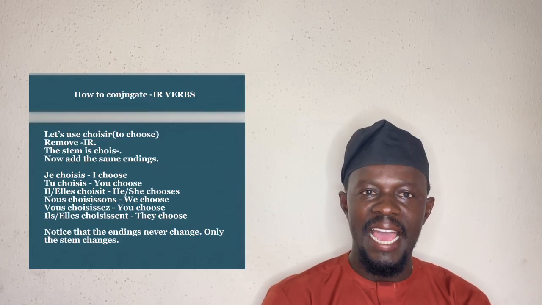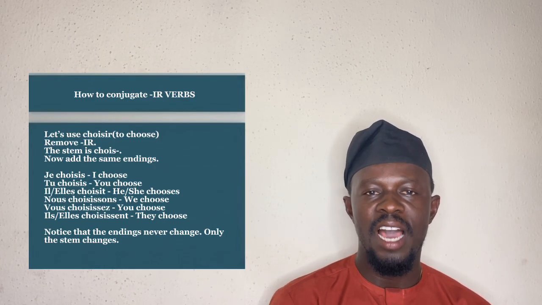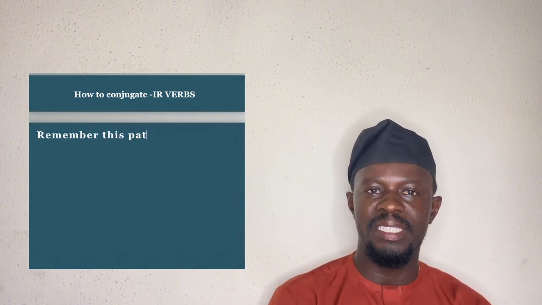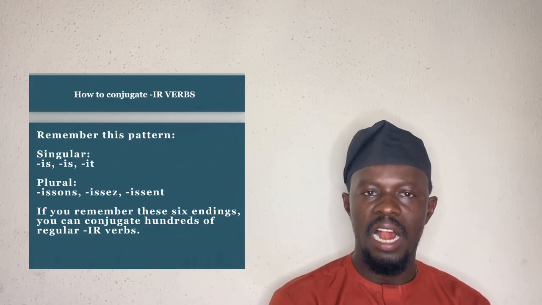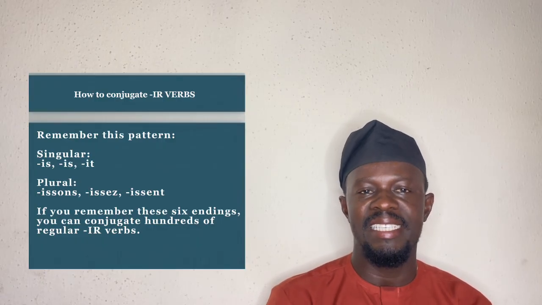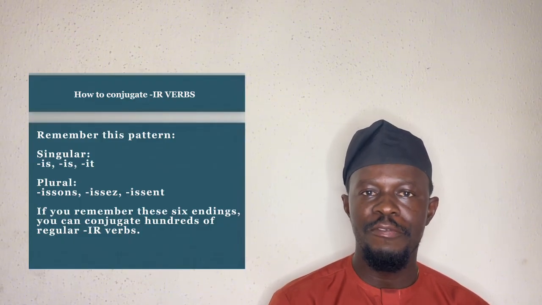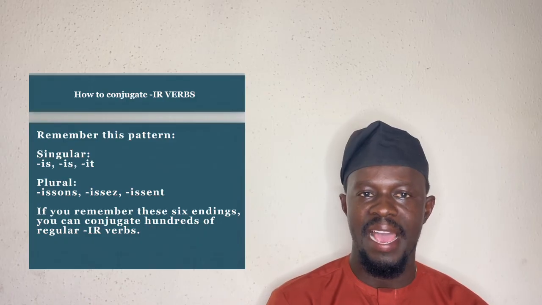Now, notice that the endings never change, only the stem changes. Now, easy memory trick. Remember this pattern. For the singular, we use is, it. And for the plural, we use issons, issez, and issent. If you remember these endings, you can conjugate hundreds of regular IR verbs.